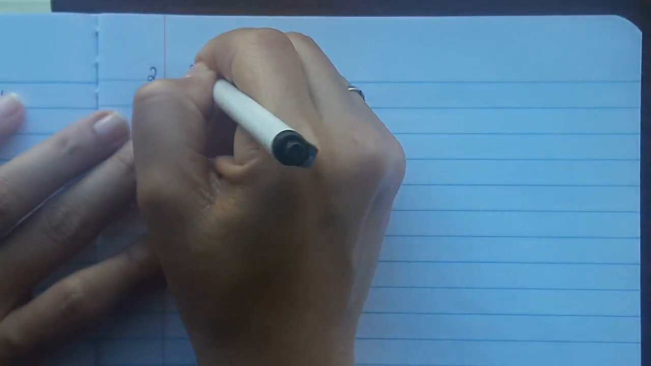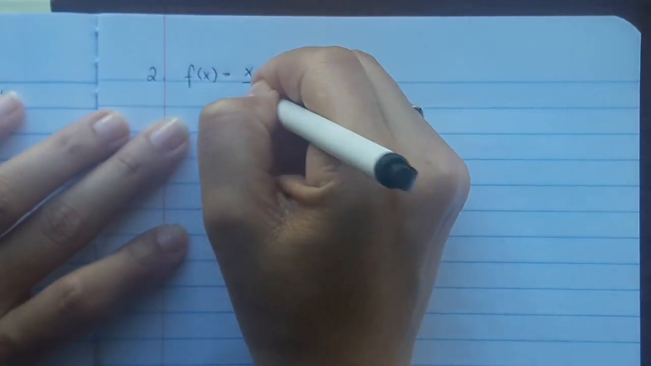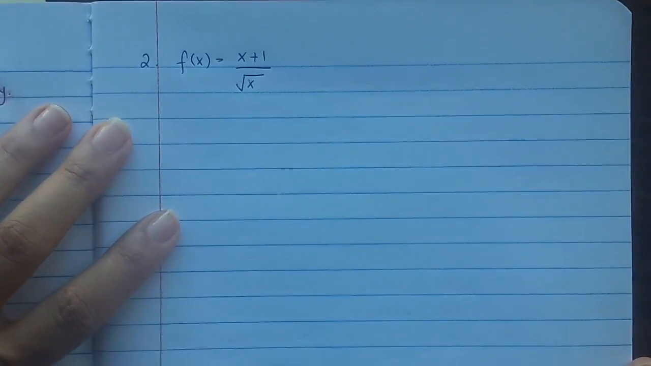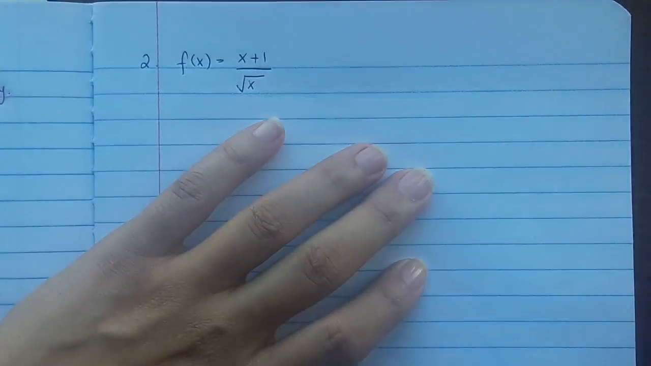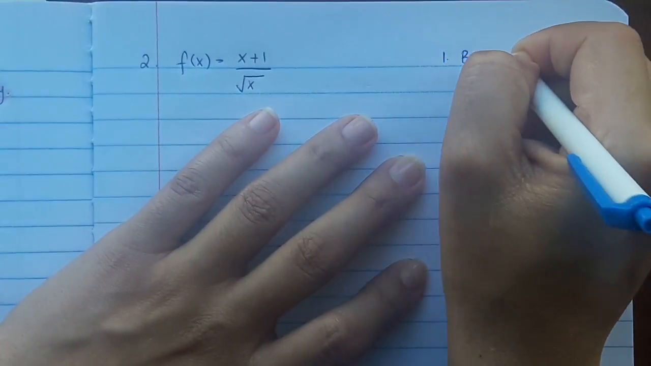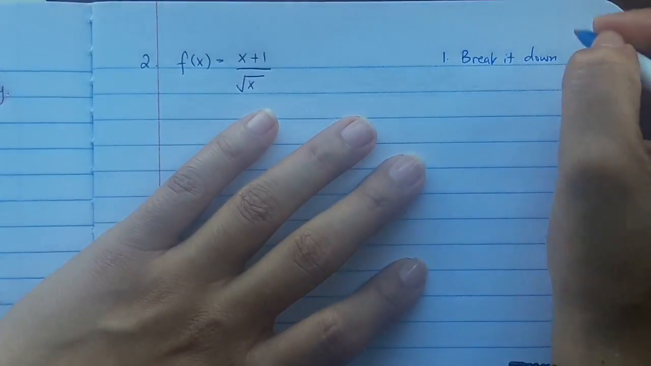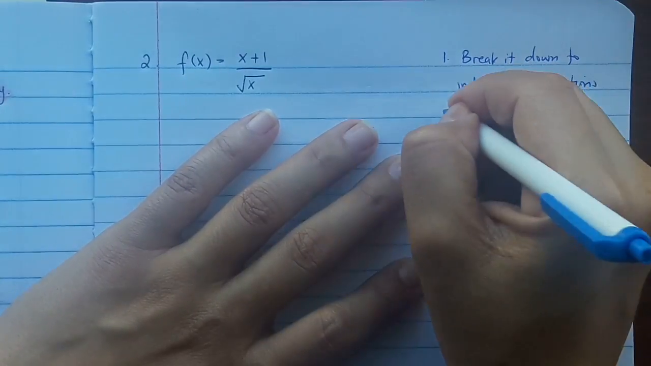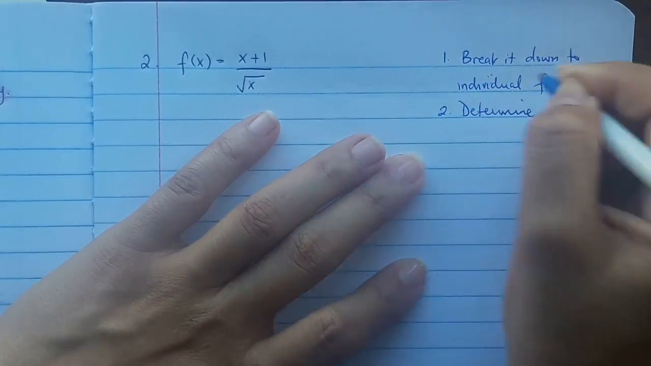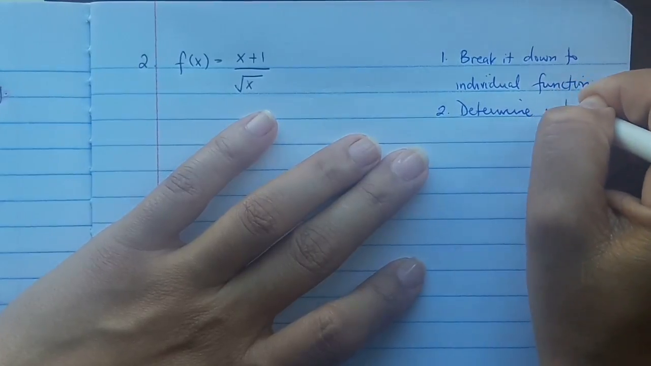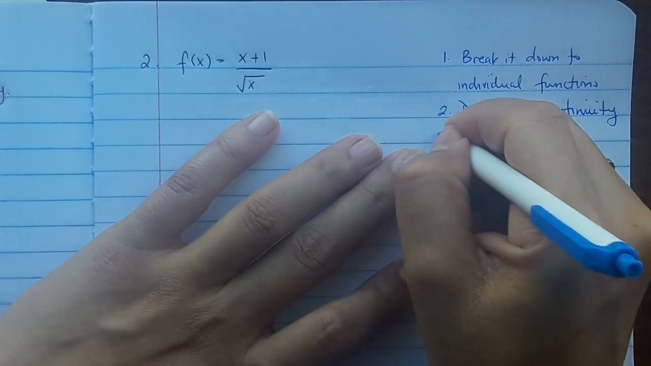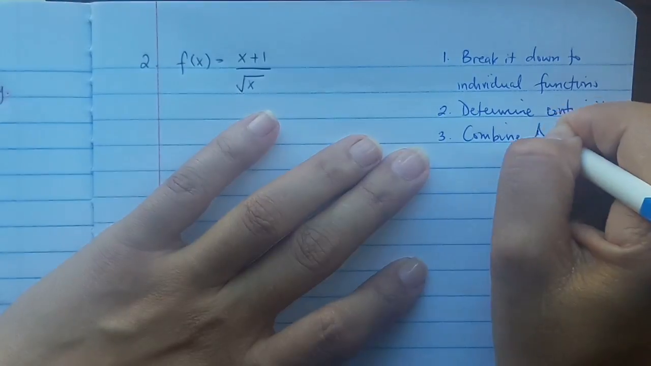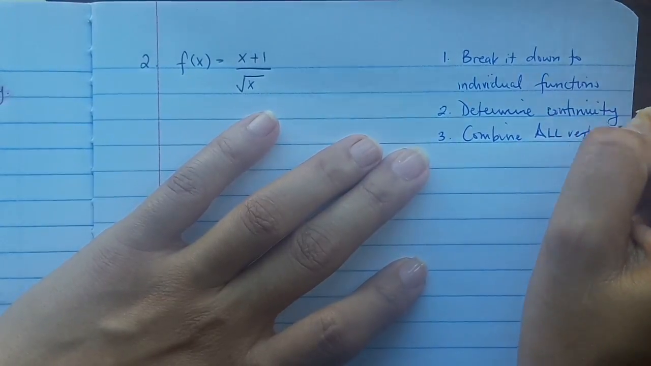Let's take a look at another example. Say we have this function. And I'm going to write down the notes so that you know how to do it no matter what the function is. So number 1, break it down to individual functions. Number 2, determine continuity of those individual functions. Number 3, combine all the restrictions.